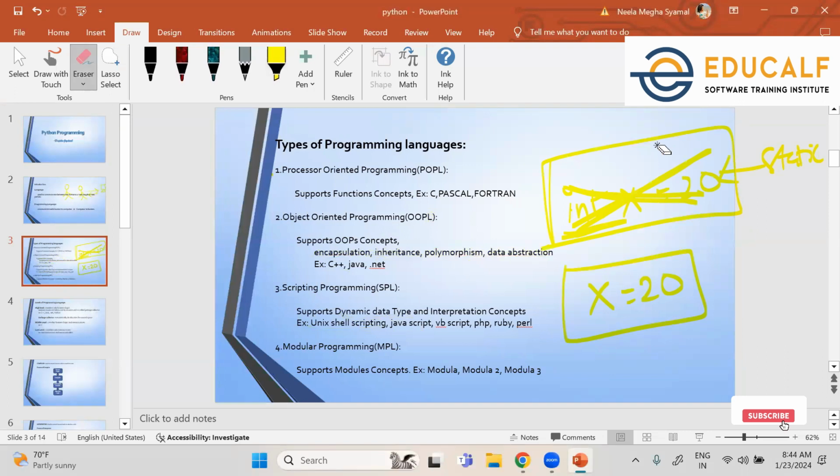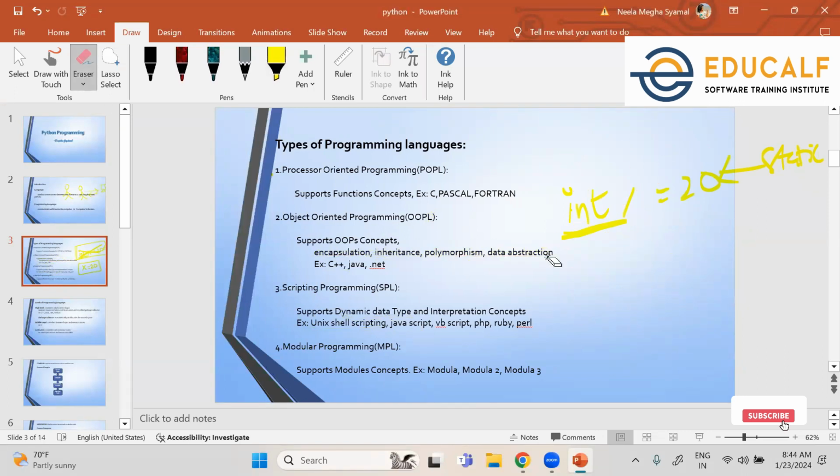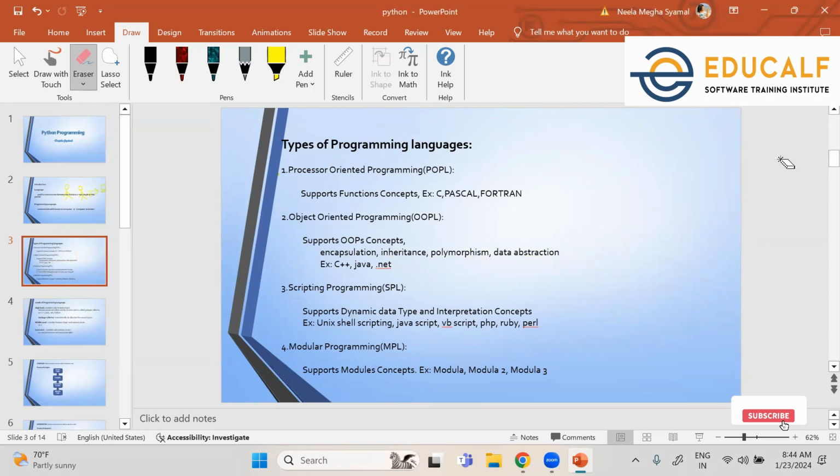So scripting programming languages deal with dynamic data typing and interpretation. If you give a single line, immediately in the next line you get the output. That interpretation would be there in the scripting part.